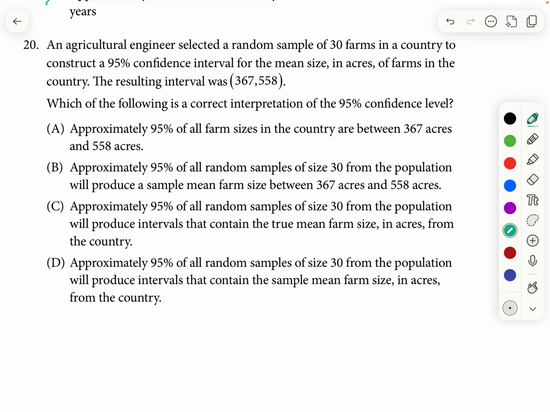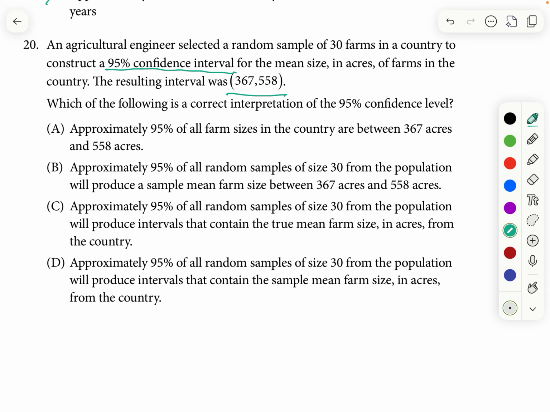Well, so the interpretation of this confidence interval, okay, this is a 95% confidence interval. This is saying that in 95% of all samples, the confidence interval you get contains the true population mean. So let's go through the choices.